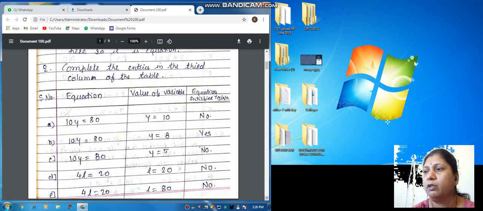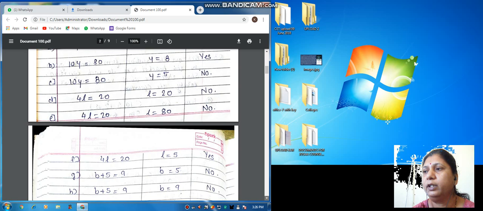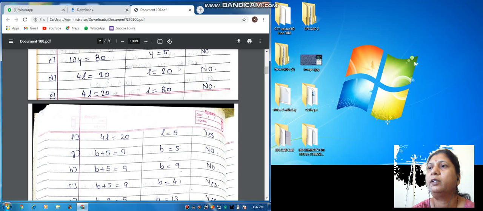Next, 4l is equal to 20, and here we have to put the value of l is equal to 80. So 80 multiplied by 4. What will we get here? 320. So are 320 and 20 equal? No. So we have to write no here.